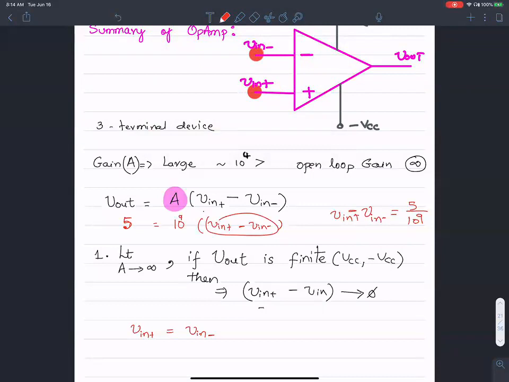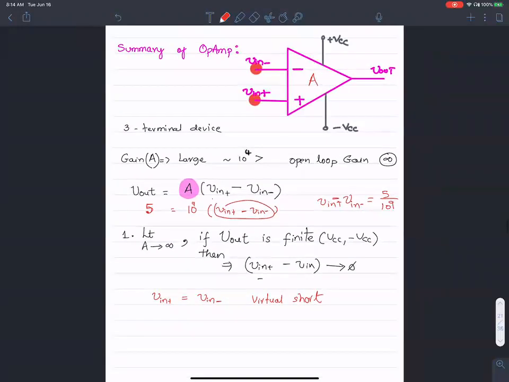They're owing to the fact that this gain is a really large number. The input voltages have to be very small for a finite output. So this is a virtual short, and we will see this playing out in a feedback configuration. So the first principle is called a virtual short.